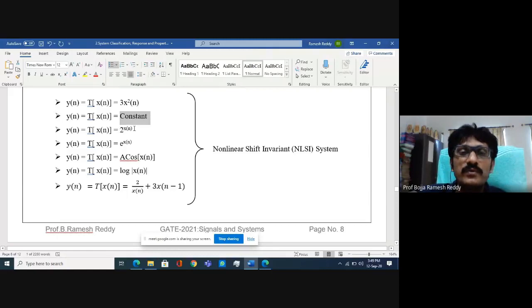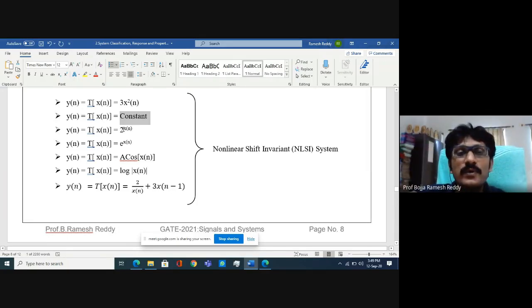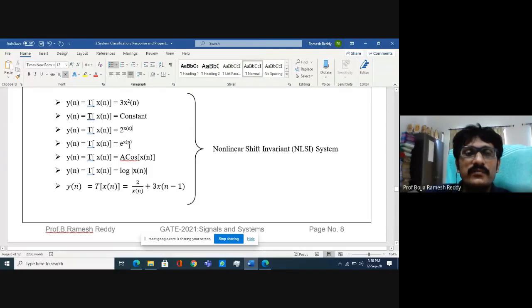Next, 2 to the power of x of n. 2 power x of n is non-linear because 2 power (x1 plus x2) is not equal to 2 power x1 plus 2 power x2. That is the reason for non-linearity. Next, e to the power of x of n is also non-linear. Anything power x of n: e power (x1 plus x2) is not equal to e power x1 plus e power x2. That's why exponential signals are always non-linear.